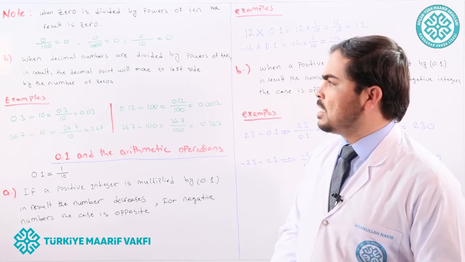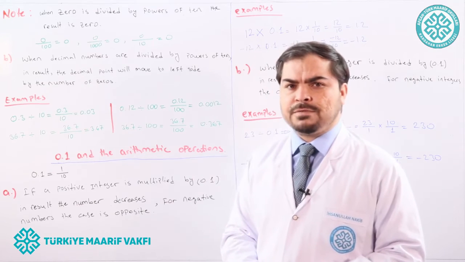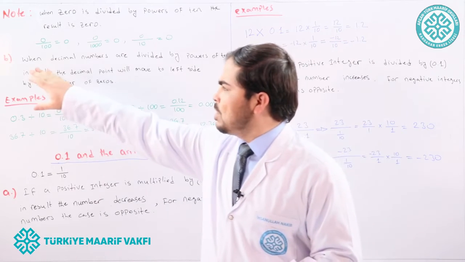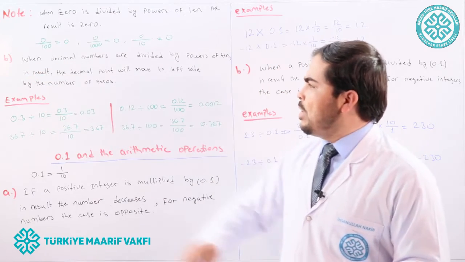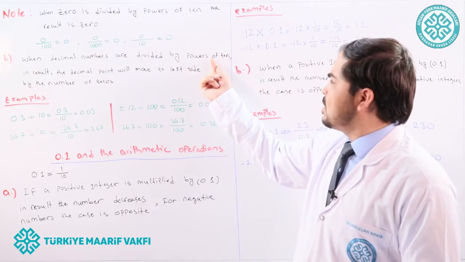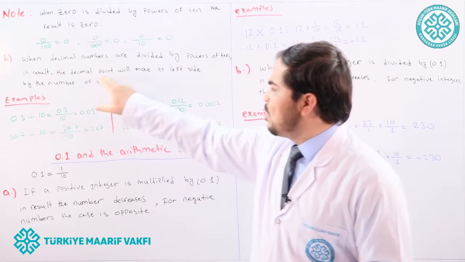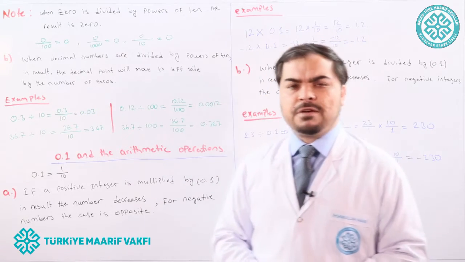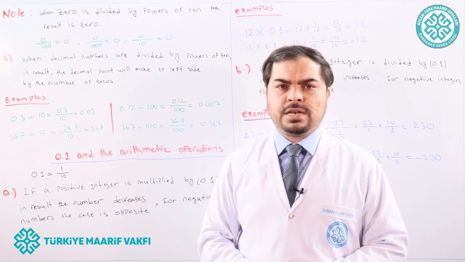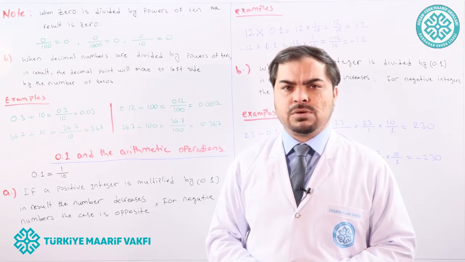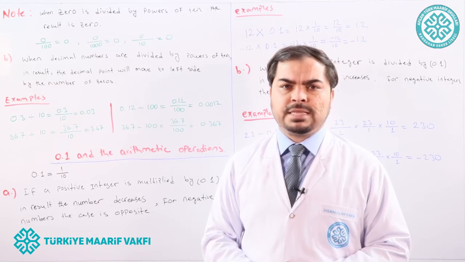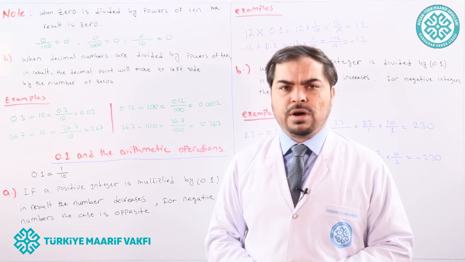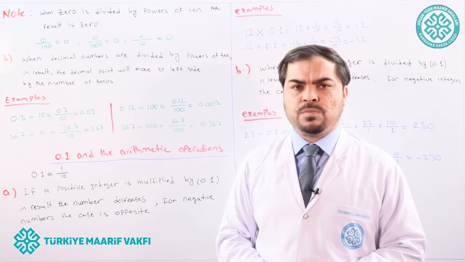So we are coming to case B. In case A, we studied the division of integer numbers by powers of 10, and now we are coming to study decimal numbers. When decimal numbers are divided by powers of 10, the decimal point will move to the left side by the number of zeros. Means if we have 5 zeros, the decimal point will go to the left by 5 digits. If we have 3 zeros, the decimal point will move by 3 digits. Or if we have 2 zeros, the point will move by 2 digits.